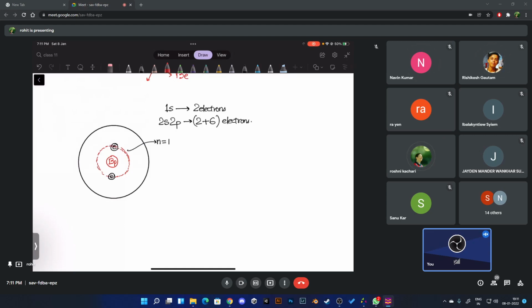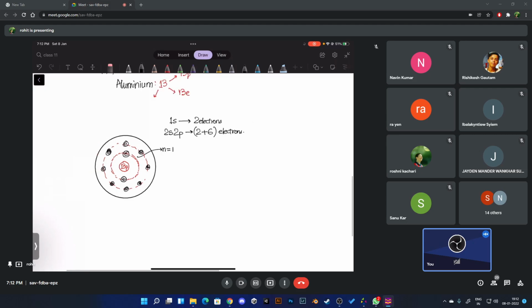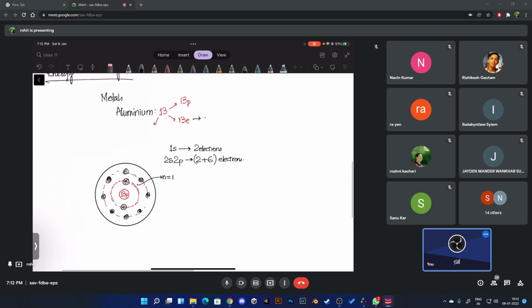Look at this. I'm drawing the second orbit now. This is n equals 2. So how many electrons should I draw, guys? 1, 2, 3, 4, 5, 6, 7 and 8. So total how many have we already written? Let me write the configuration also. 2, 8, 3. You have seen this. We call it electronic configuration. This is how electrons are arranged: first orbit, second orbit and third orbit.